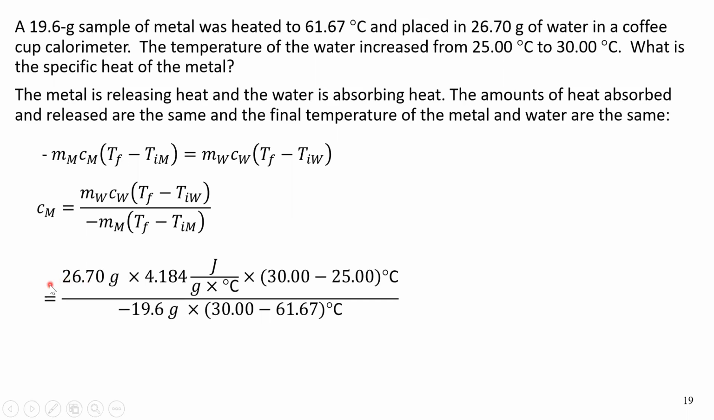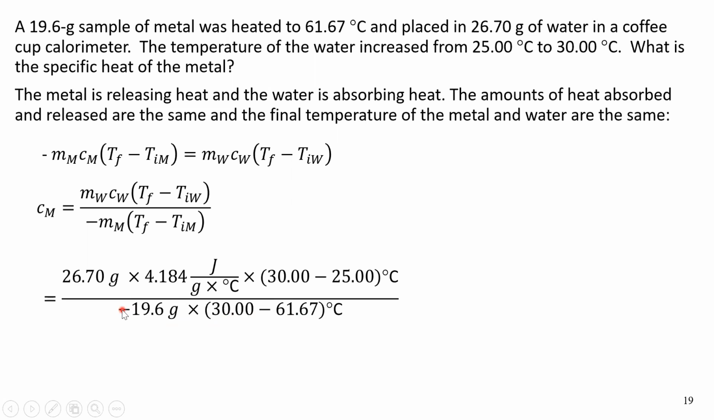Okay, so the mass of the water is 26.70 grams. The specific heat for water, this is a constant, 4.184 joules per gram degrees Celsius. The final temperature was 30 degrees. The initial temperature was 25 degrees. The mass of the metal was 19.6 grams. Even though it doesn't state it, the final temperature of the metal was 30. The initial temperature was 61.67.